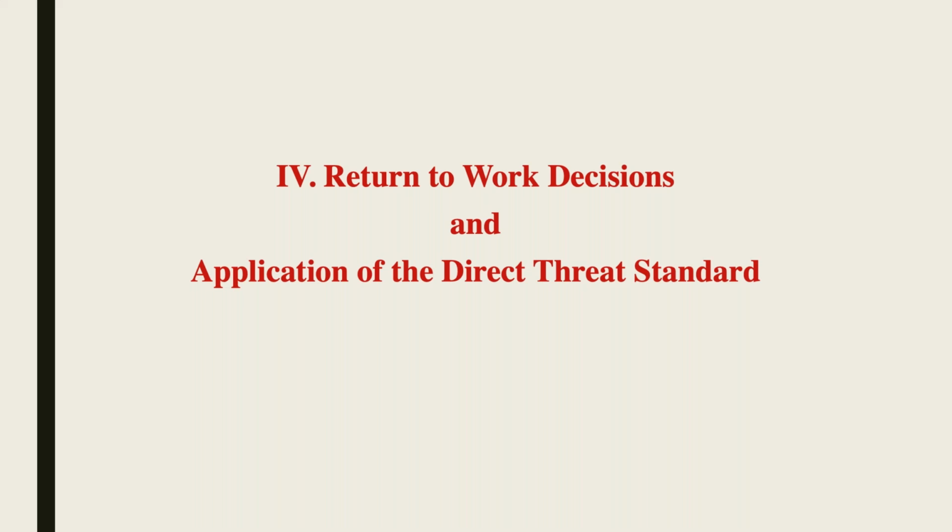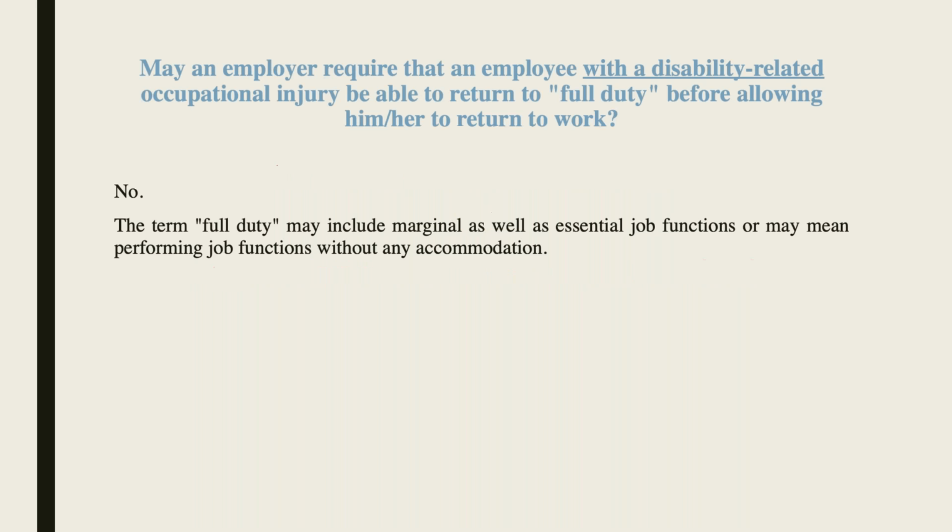We'll start with return to work decisions and application of the direct threat standard. Let's first start with a question and answer. We're going to have that throughout, especially the second part, because I'm not trying to create a theoretical discussion about what all these legal terms mean; I think the application of questions and answers will help best. So first, a very routine question I get: may we require an employee with a disability-related occupational injury to return to work with a full duty release, essentially?